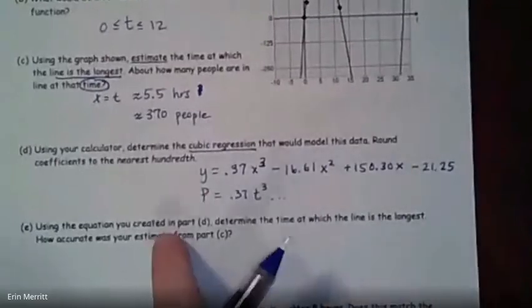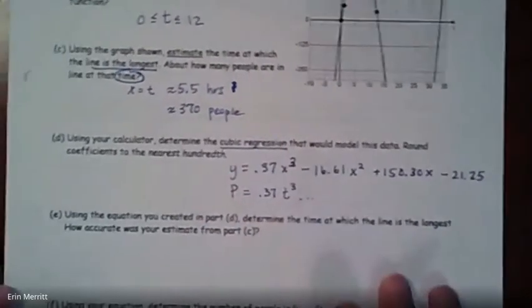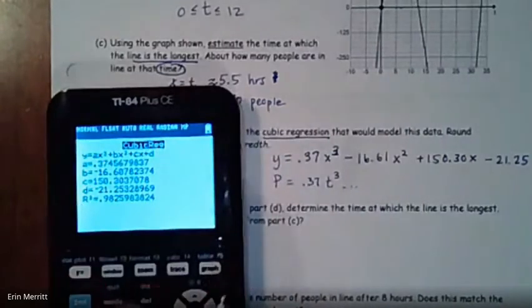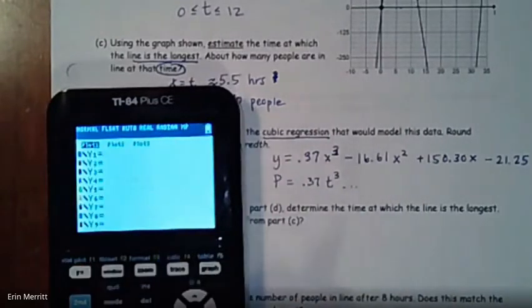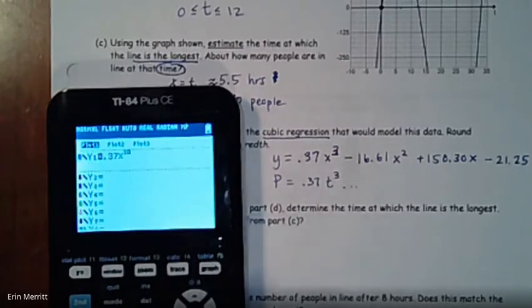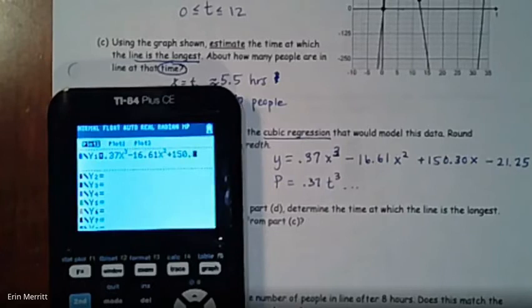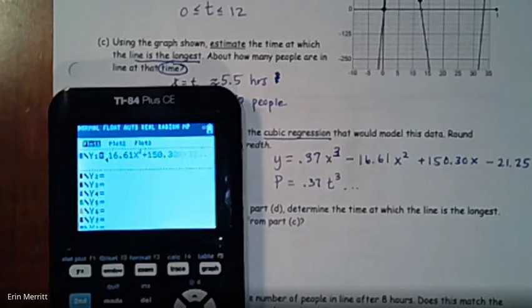Now it says use the equation that we created, so the one our calculator just gave us, and determine the time at which the line is the longest. All right. To do that, because it's cubic, it's not like negative b over 2a. It's not quite the same thing. So let's type it into the calculator. Let's go 0.37x cubed, and then minus 16.61x squared, plus 150.30x, and then minus 21.25.